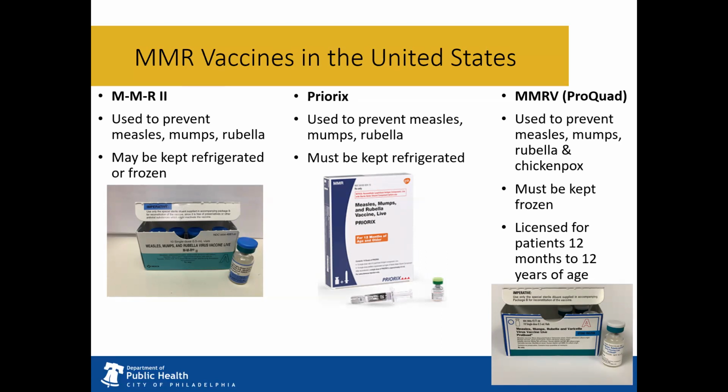The MMR2 vaccine may be kept refrigerated or frozen. The Priorix vaccine must be kept refrigerated, and the MMRV vaccine must be kept frozen. If you see older patients who need to catch up on MMR and varicella vaccines, MMRV only is licensed through 12 years of age. And these vaccines all must be reconstituted with the diluent provided.